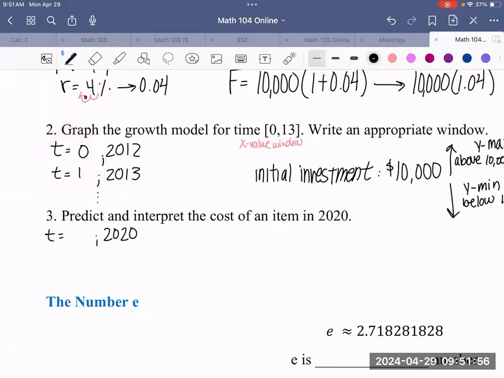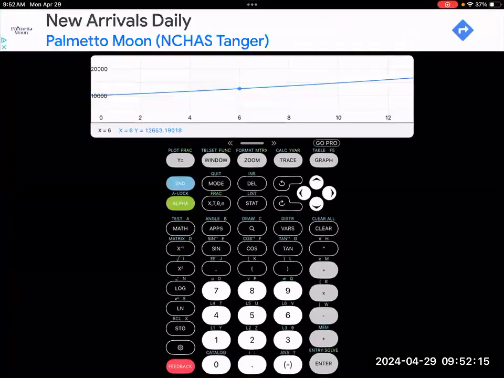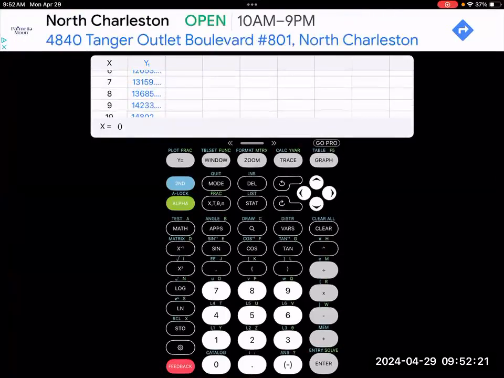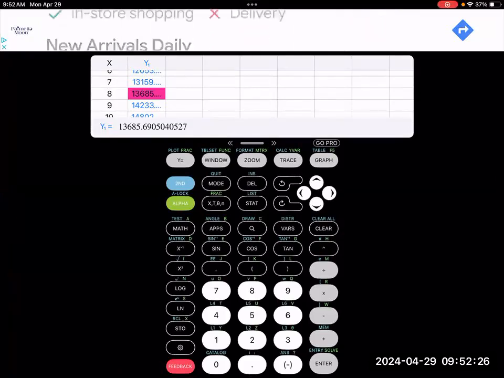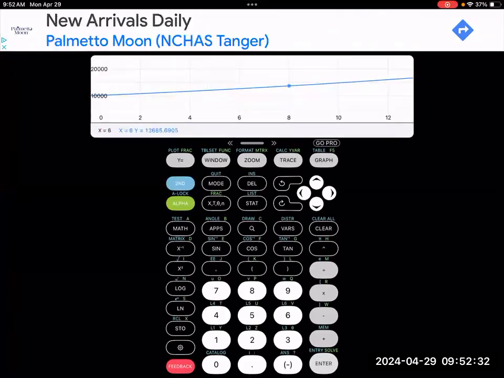So what is the value for 2020 for t? Well, the difference between 2012 and 2020 is 8. So t is equal to 8. So we can either look at the second table, and look for where t is 8, and we can actually click on it and it'll give you the decimal form as well. Or you can go ahead and hit second, trace, and value, and then plug in an 8. And it'll again give that same value.